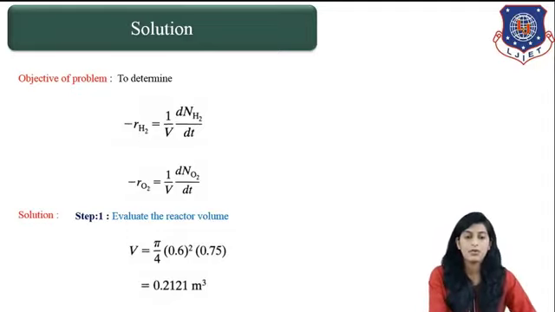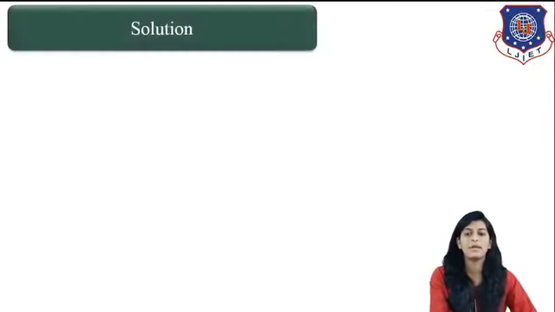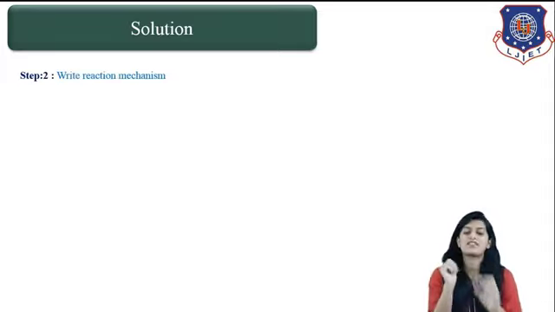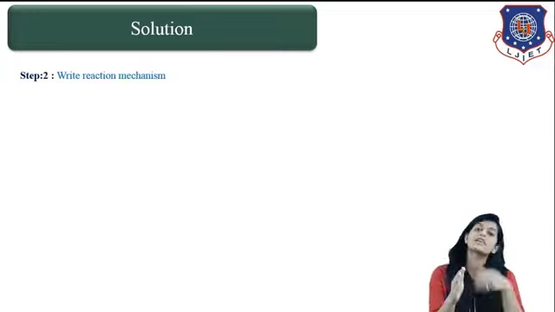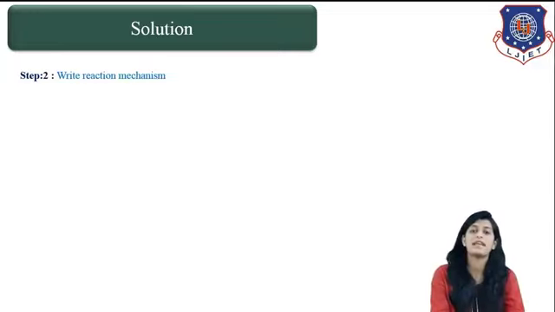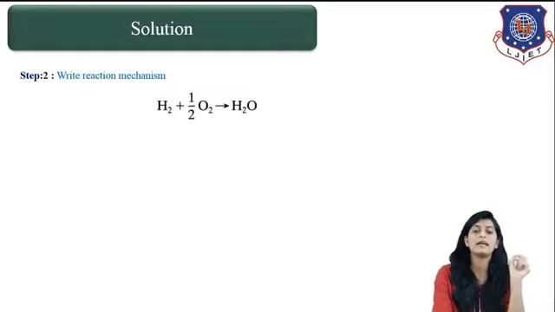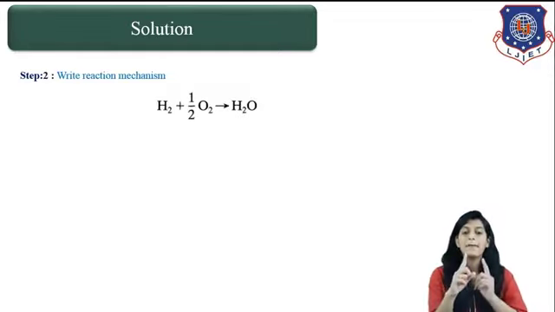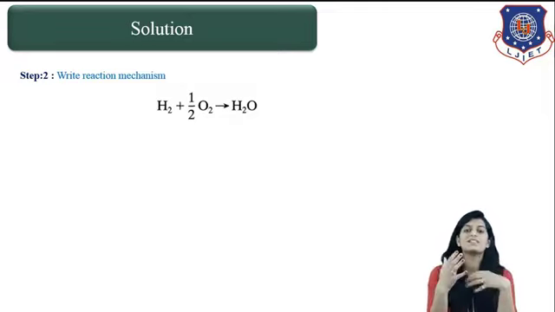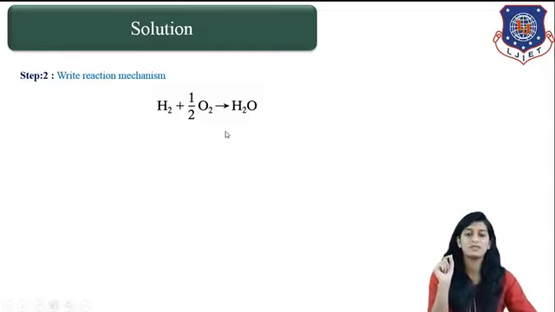Now, coming to step number 2. The second step is to determine the reaction mechanism. We need to write how hydrogen and oxygen will react with each other to give us the final product. For that, we have this particular formula: 1 mole of hydrogen combines with half mole of oxygen to give us H2O, which is in the exhaust gas. This is the reaction scheme of this particular reactant.